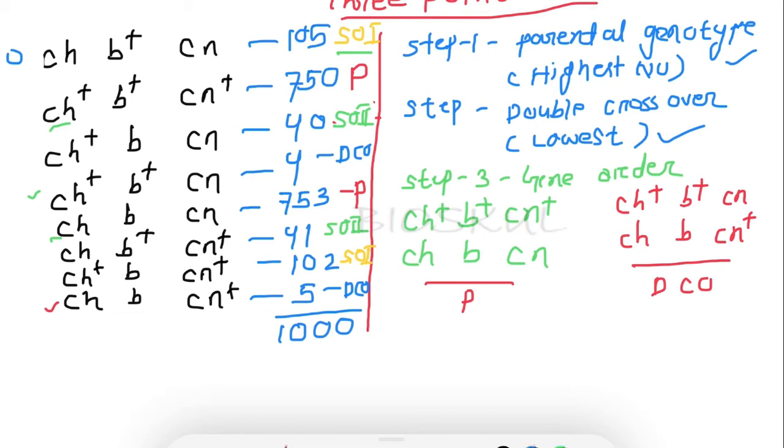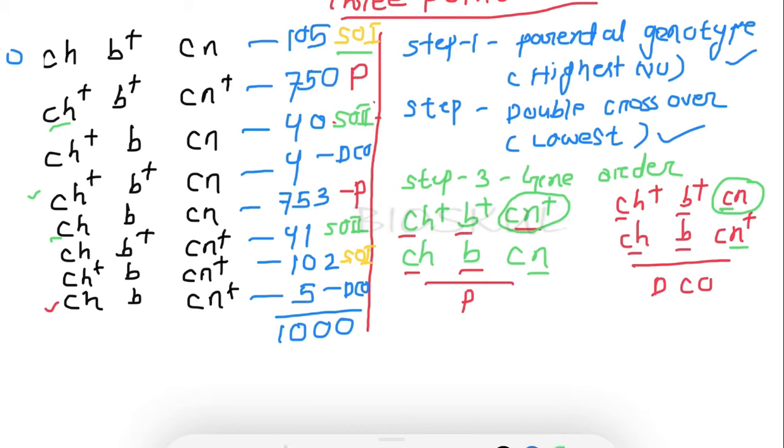Then compare. Here you find CH plus, B plus, here is also CH plus, B plus, here CH, B, here also CH, B. But look at this one, CN plus is present here, but here it is CN. Similarly, here CN is present and here CN plus is present. So the gene that is changed between the parent and the double crossover is here the CN plus.